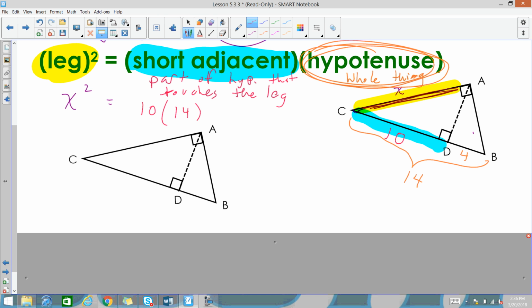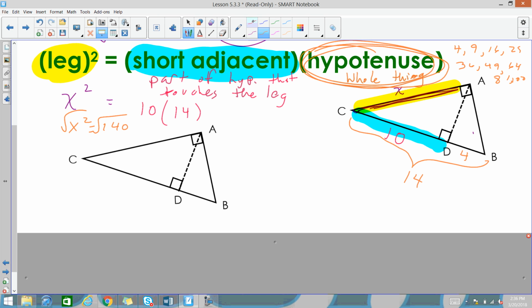So now when you simplify this, you're going to get x squared equals 10 times 14 is 140. And now you're going to have to break this apart using perfect squares. So again, remember your perfect squares are, and I'll list them out over here, 4, 9, 16, 25, 36, 49, 64, 81, 100.